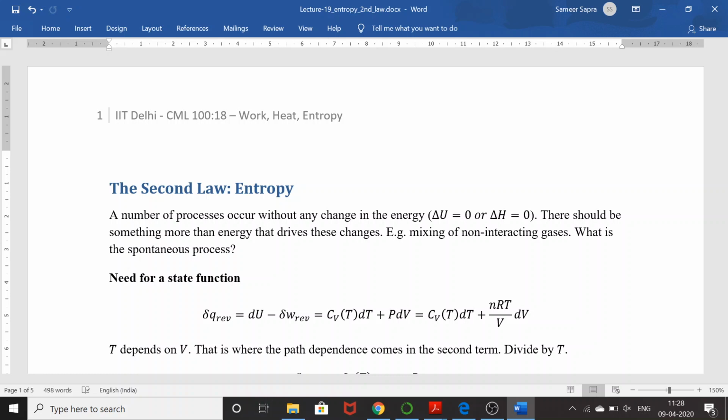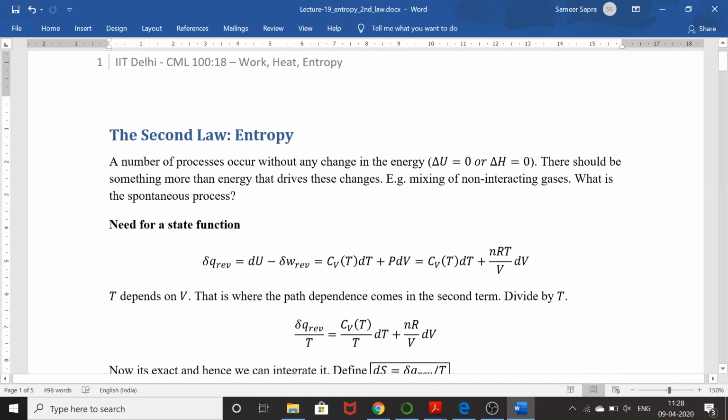Many more examples are there where there's absolutely no energy change, delta U or delta H. Either of them is zero, or both of them are zero. So what should be the driving force over here? How do I know that a reaction or a process is spontaneous? That's where the concept of entropy comes in use, and we'll take a look at that.